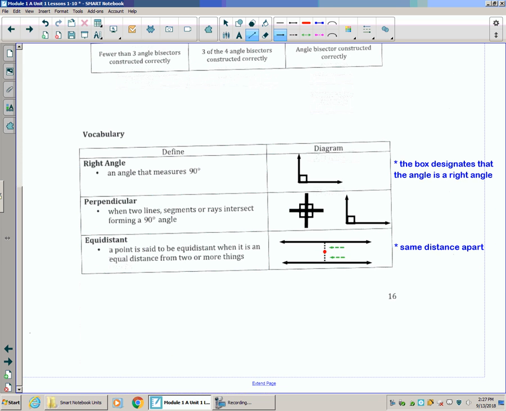A right angle, as seen in the diagram, is any angle that measures exactly 90 degrees. That little box that we put in the diagram is meant to show that the angle is 90 degrees, so please copy that down. I'll leave the screen up if you want to pause it to copy down any of these diagrams.